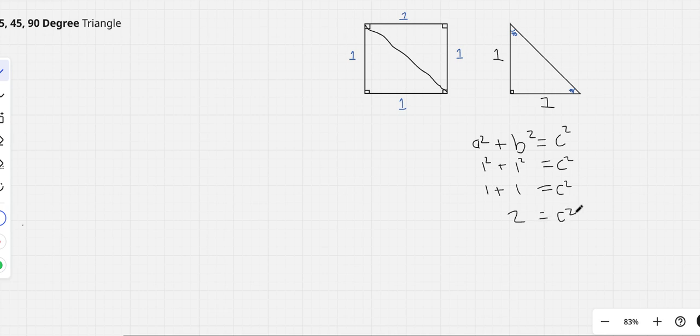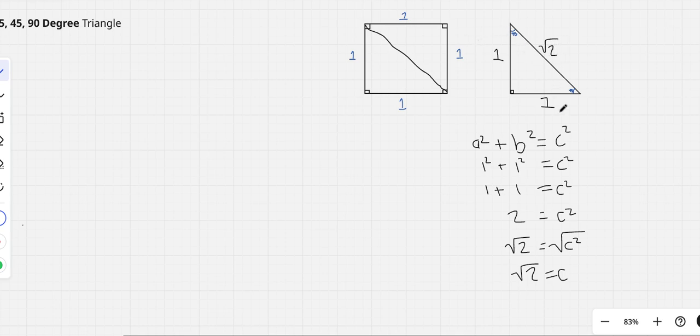And to get C by itself, we got to take the square root of both sides. Square root of 2 is equal to the square root of C squared, which will simply put us at our final result, which is the square root of 2 equals C. C is the hypotenuse, so in this triangle the hypotenuse is equal to the square root of 2.